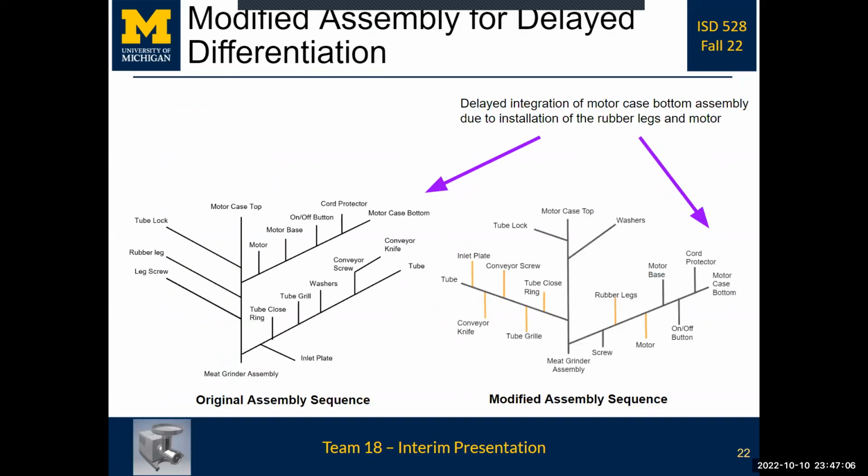Lastly, you can see the differences between our original winning assembly sequence and how we modified it to increase the efficiency. We essentially took those unique parts and moved them towards the bottom of the assembly to increase the overall efficiency of the assembly sequence.